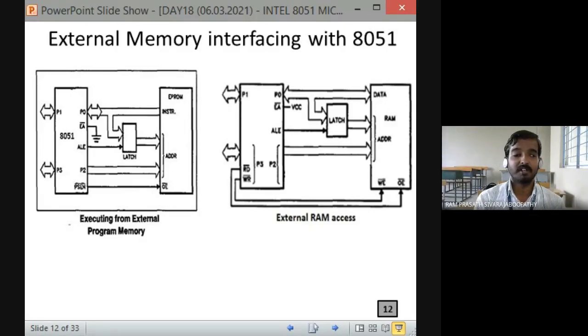No, not IO/M bar. Yes, very good, Vignesh. It is from port 3. Yes, P3.6 and P3.7. Those two pins we have told as read and write signals. You can see in this diagram, from port 3 we are using two pins, one as the RD bar signal and the other as the WR bar signal. That's it. Fine. Now you can understand.